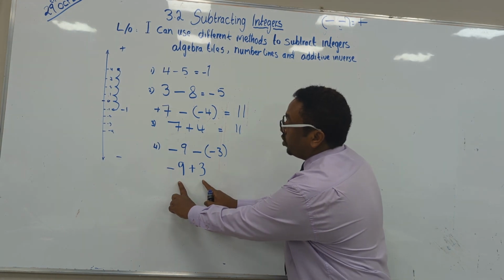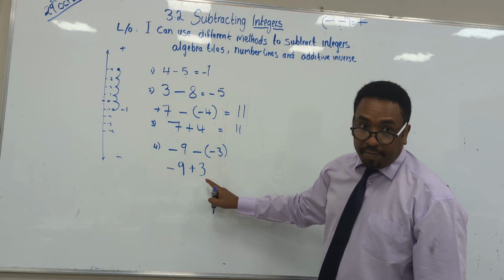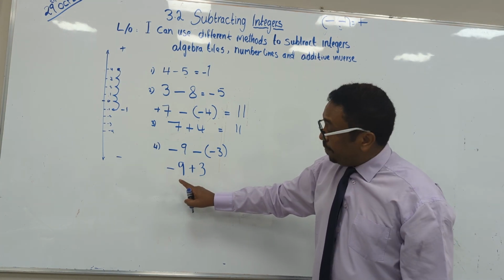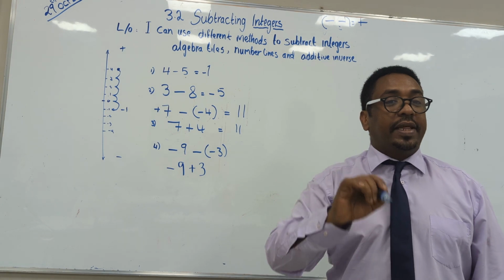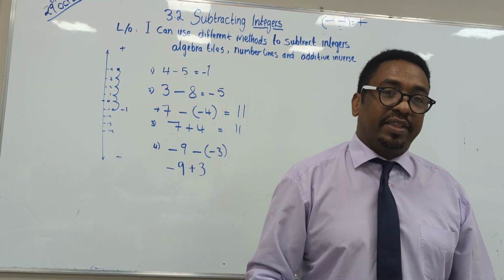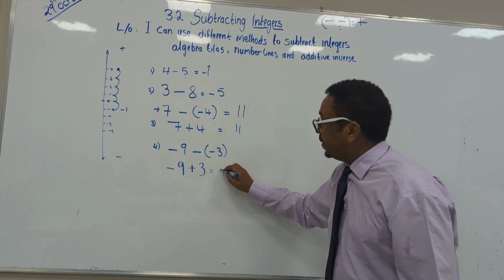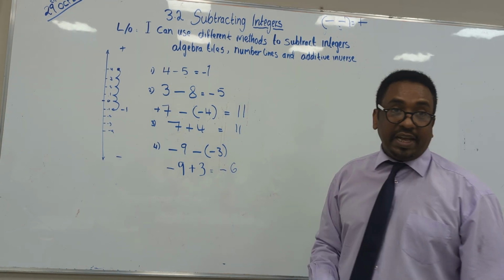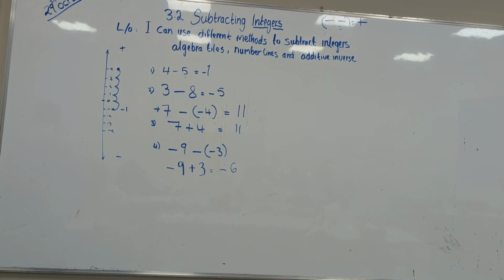Now we have to deal with only two numbers: negative 9 and plus 3. Remember what we say? We still have to take away, but if the bigger number is carrying the negative, the answer will carry the negative. So here, as Ali said, the answer will be negative 6. Do you understand that? Great. So let's write that down.